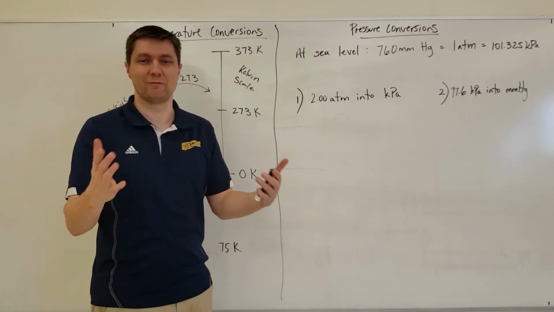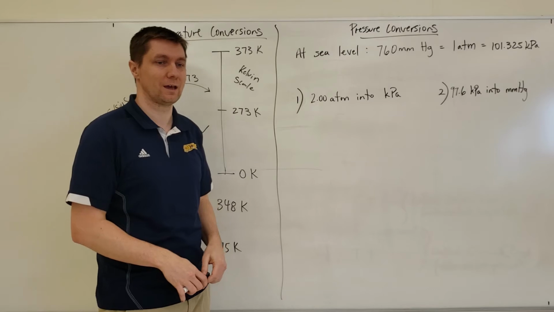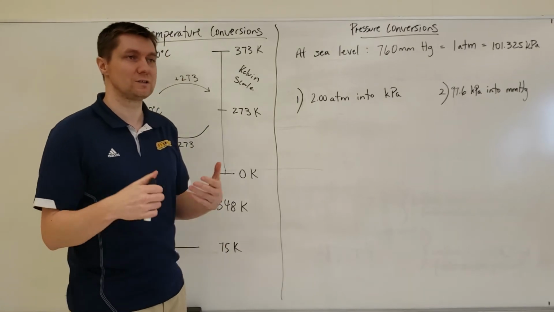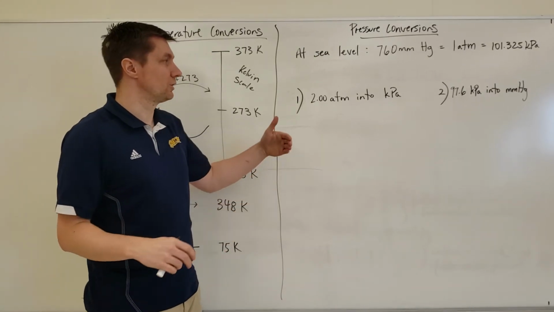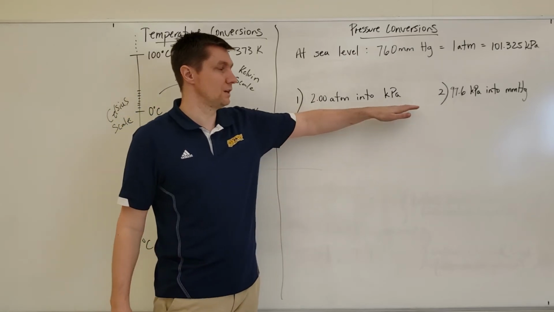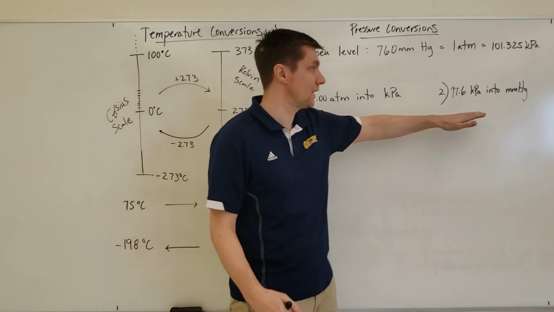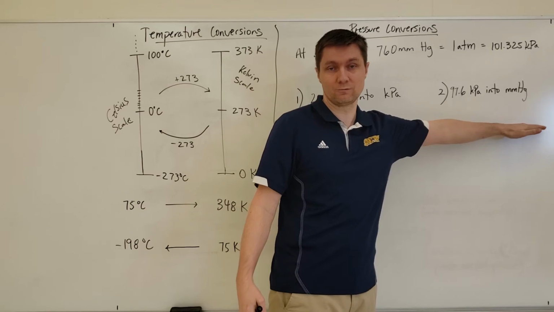Now, all these numbers and these conversions are all found in your data booklet, so it's not something that you have to have memorized for any assessments or anything like that. They're all given to you. But what you need to know how to do now is to be able to convert from atmospheres, say, into kilopascals, or, for example, kilopascals into millimeters of mercury.